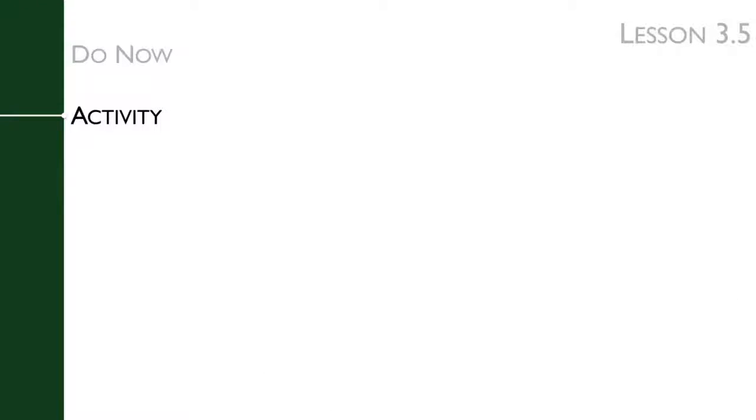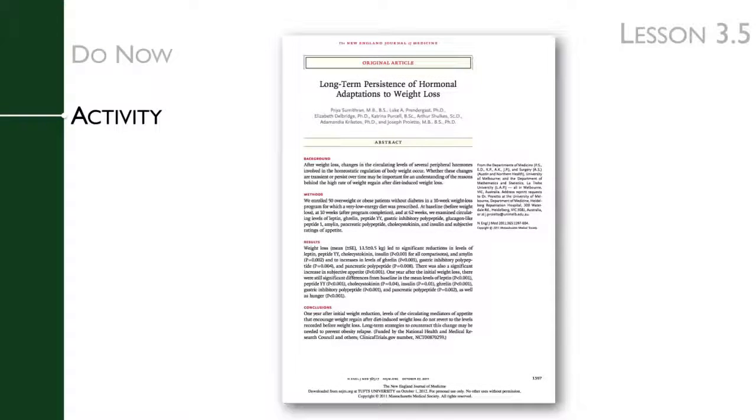The paper for this activity is called The Long-Term Persistence of Hormonal Adaptations to Weight Loss and is about how hunger and satiety hormones are altered when people lose weight from dieting. Students may have started reading this article as homework in Lesson 3.3.